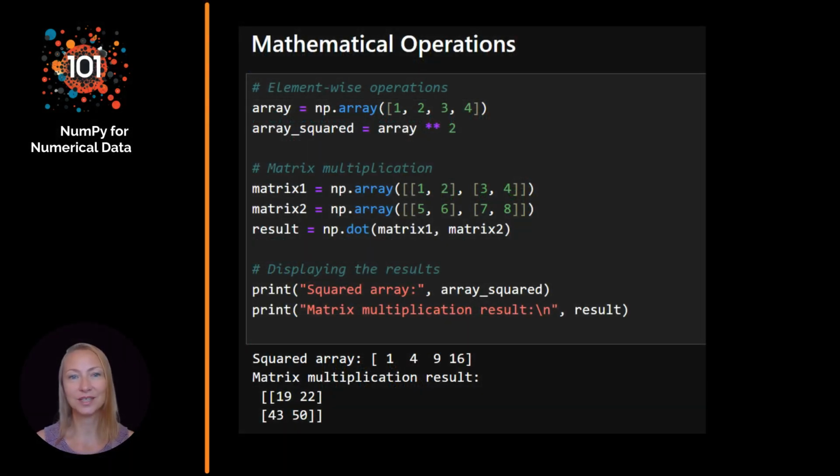NumPy also provides a wide range of mathematical functions to perform operations on arrays. You can easily calculate sums, means, or even perform matrix multiplications, which are crucial for linear algebra problems. In our example, we first square each element in an array and then perform a matrix multiplication using np. These operations are fundamental in data science, especially when dealing with numerical data and mathematical models.